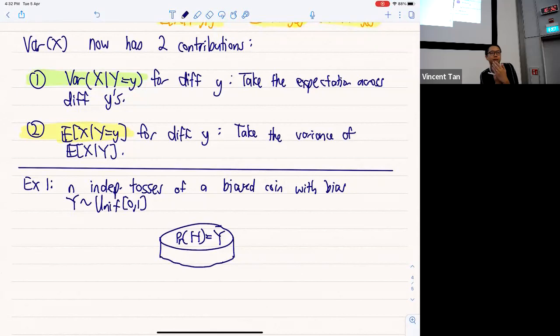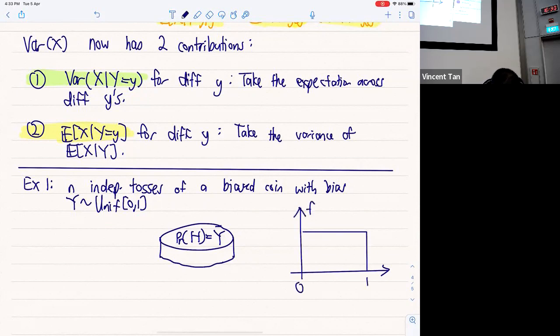The first layer of randomness is, what is the bias of the coin? The bias of the coin is a random variable, drawn uniformly from 0, 1. This makes sense because the bias must be a probability, between 0 and 1. So before the whole experiment started, Valencia generated a random number, this one. Now we fix this number, and then we are going to toss the coin.